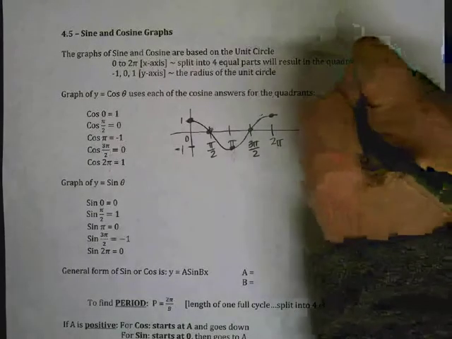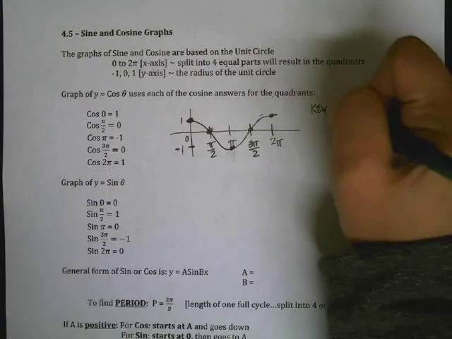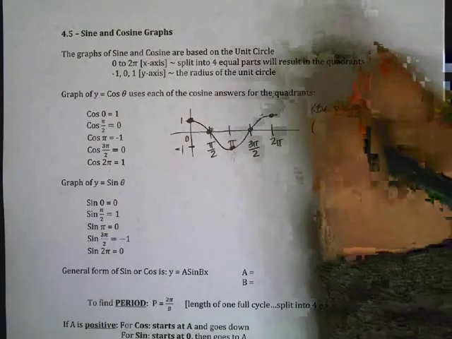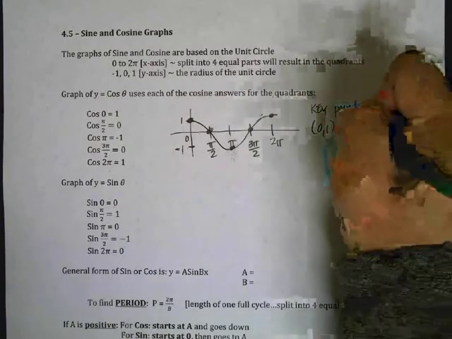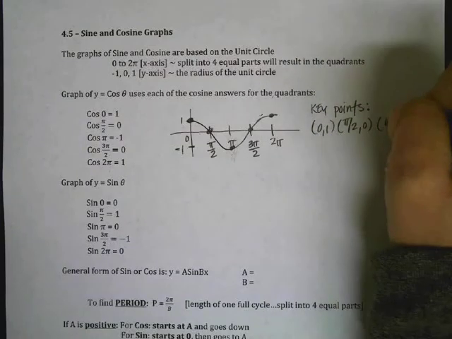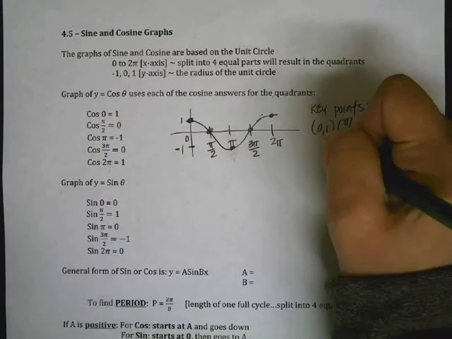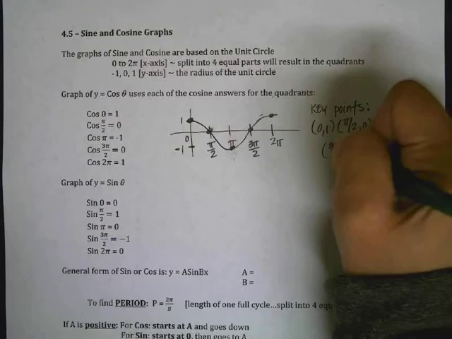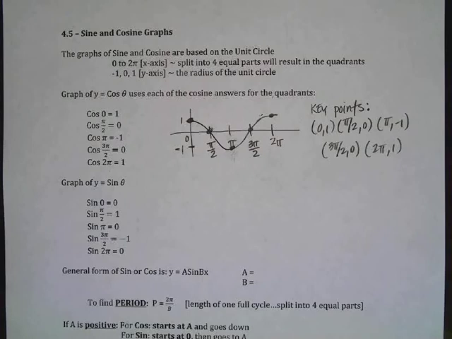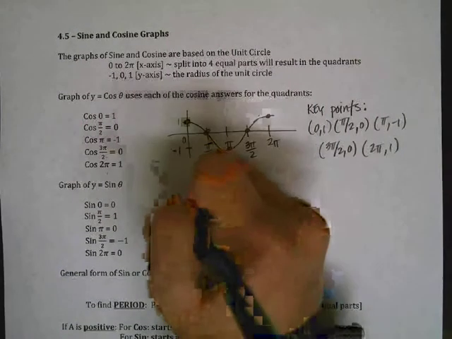So our key points, which is our coordinate points of the graph, would be 0, 1, pi over 2, 0, pi, -1, 3 pi over 2, 0, and 2 pi, 1. So every full cycle has 5 coordinate points and 4 separate sections.